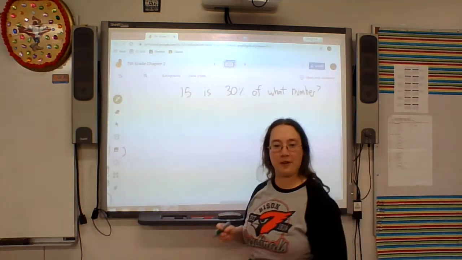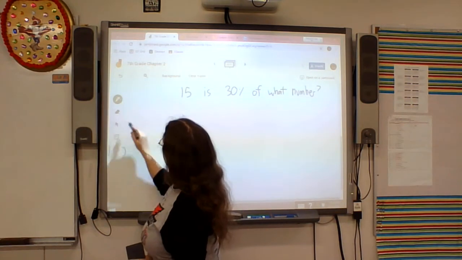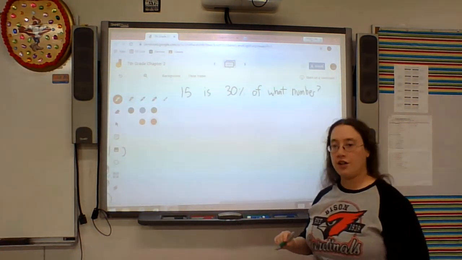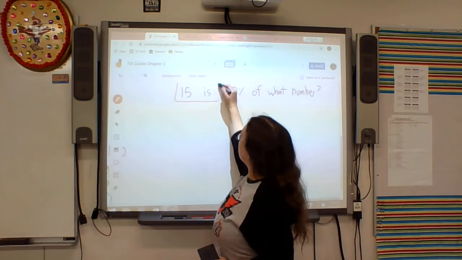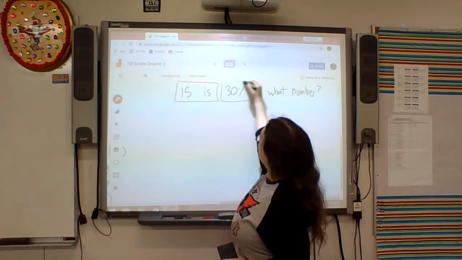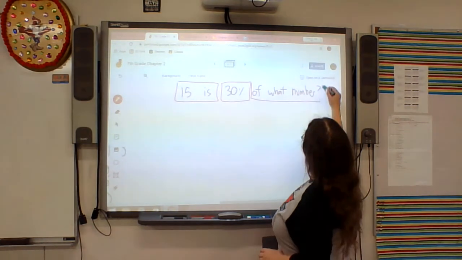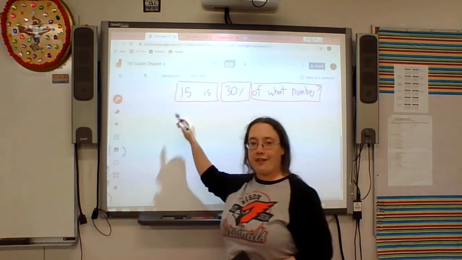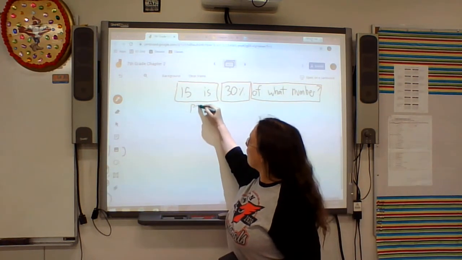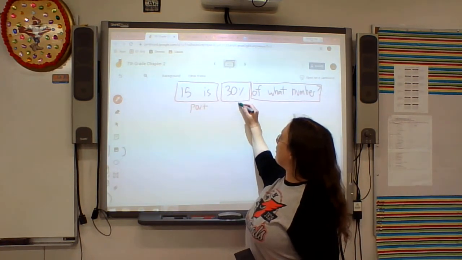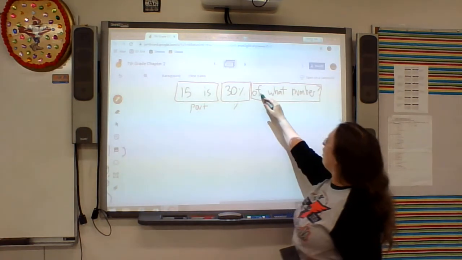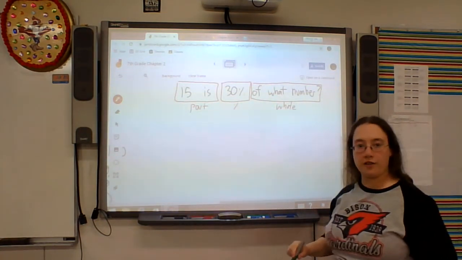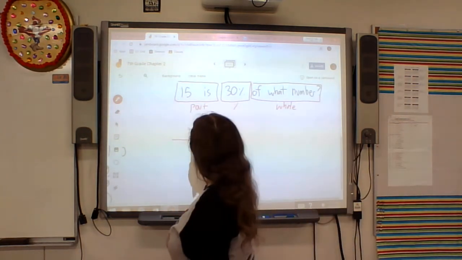Okay, let's do another one. Let's say we got 15 is 30% of what number? So is means this is our part. 30% means this is our percent. Of what number means this time we're looking for our whole. So we're going to set up our fractions.